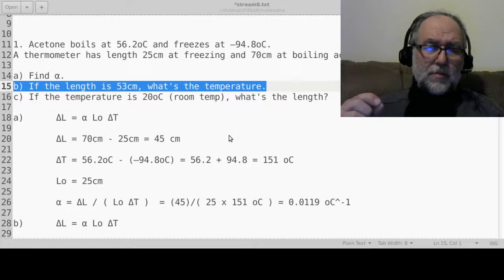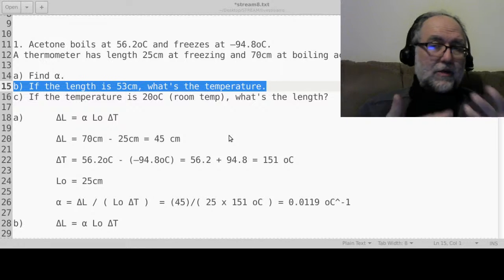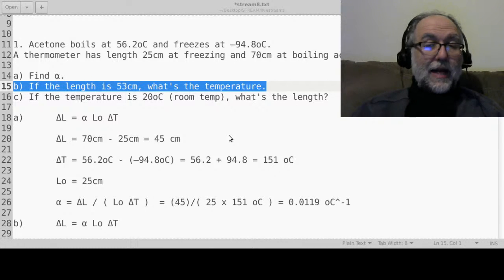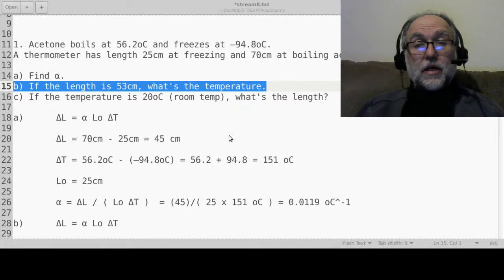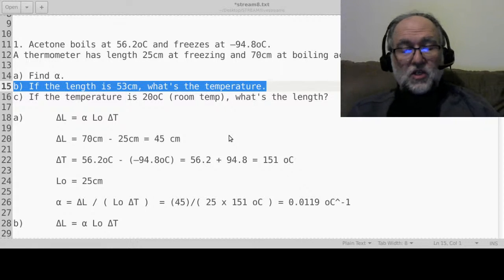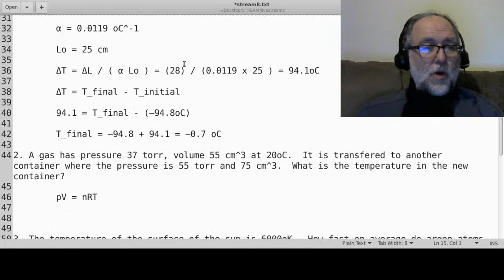Question B is more or less how you'd use a thermometer. You'd measure a length with a thermometer, and you translate that into a temperature. Of course, you don't have to do a mathematical calculation on a real thermometer. It's got the numbers right on the side, but someone had to calculate those numbers before they wrote them there, and roughly this is the equation that they used. Okay, so let's go on.